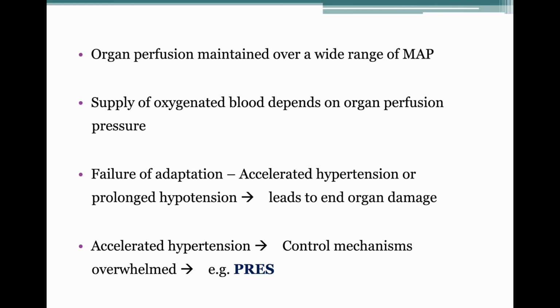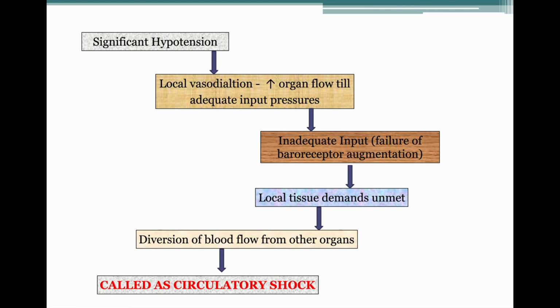Now failure of adaptation, accelerated hypertension or prolonged hypertension, leads to organ damage. In accelerated hypertension, control mechanisms get overwhelmed, which is why we face conditions like PRES, posterior reversible encephalopathy syndrome. Now suppose there is significant hypotension. There will be local vasodilation and increased organ flow till adequate input pressures. Inadequate input will lead to failure of baroreceptor augmentation. Suppose the input goes very low, when the autoregulation fails, there will be failure of baroreceptor augmentation.